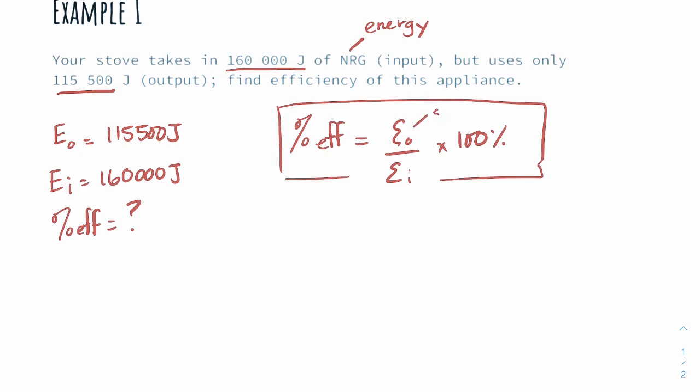Some things to remember: this, if you need help, will always be the smaller number. All right, so if you calculate it and you find two numbers with energy, the smaller number will go on top. So let's sub that into my formula.